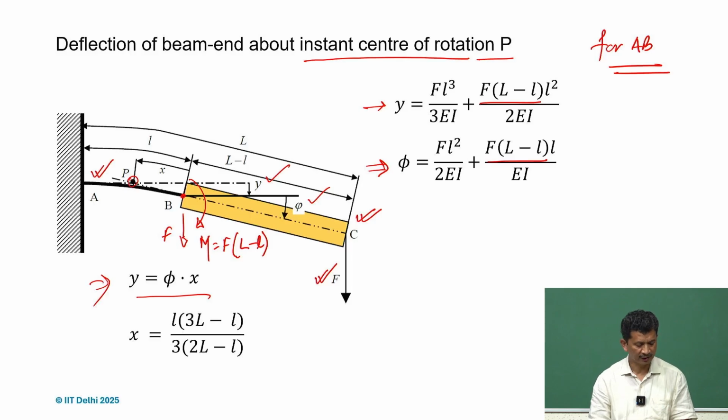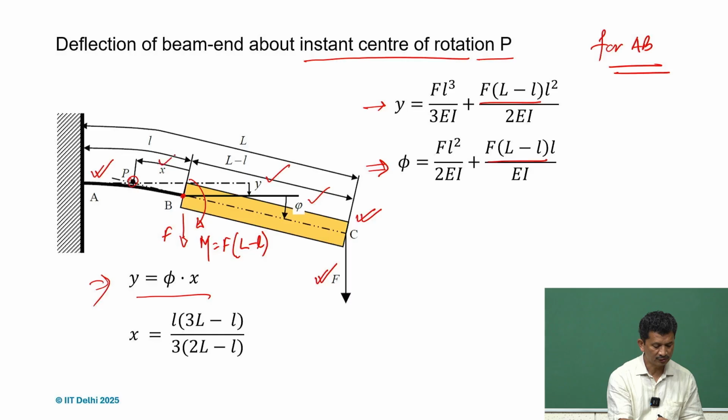But we also realize that y and phi are related. If we extend the line BC, we see that it intersects the initial line at P. That is a kind of pivot, or the instant center of rotation, for the body BC. So y equals phi times x, and we can calculate this x from it. Since y equals phi x, x will simply be y over phi.